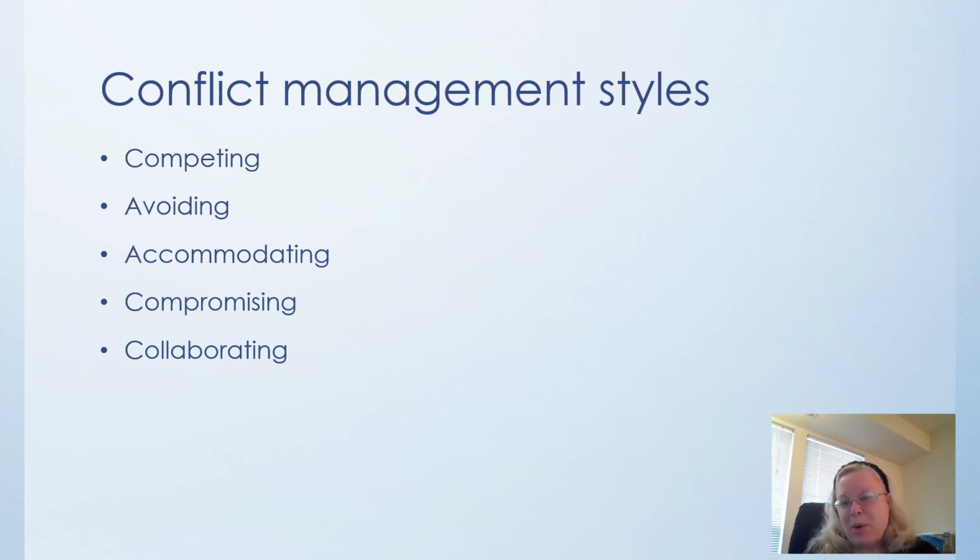Compromising and collaborating. I'm going to talk about these two together because people easily confuse them with each other. Compromising means neither party gets 100% of what they want. So I have a position, you have a position, we discuss it. In the end, I'm going to get some of the things I want and you're going to get some of the things you want, but we both give up something too.